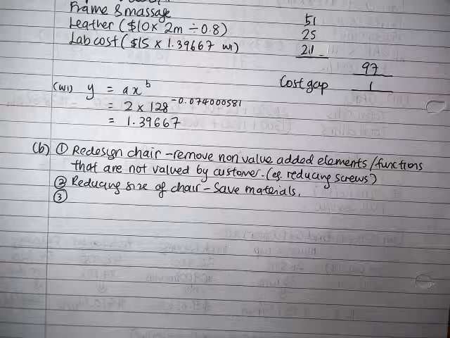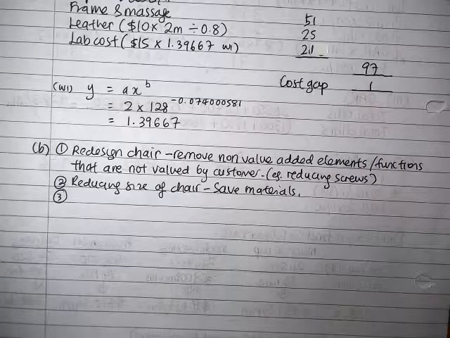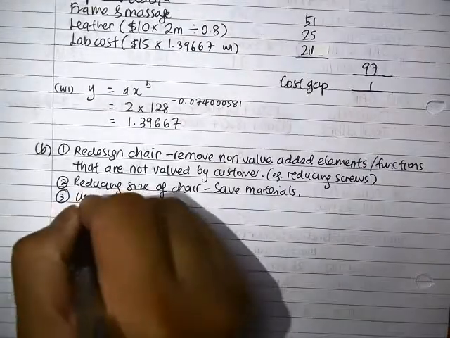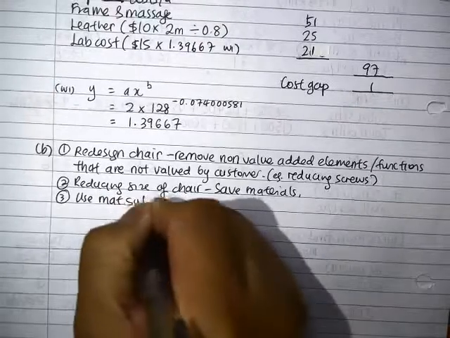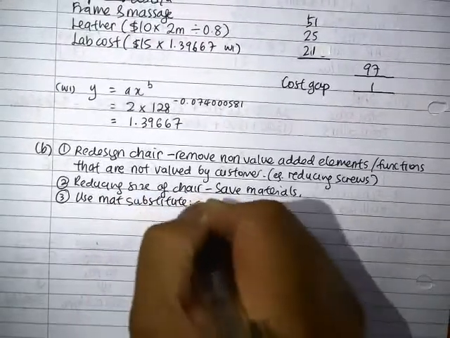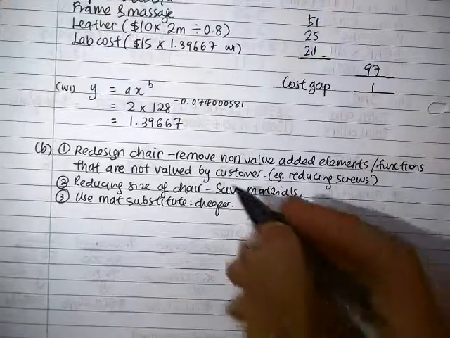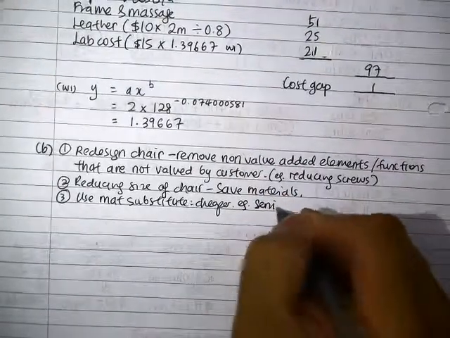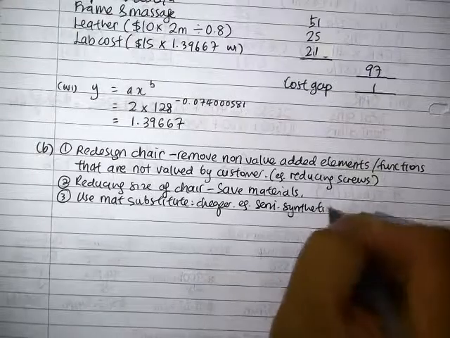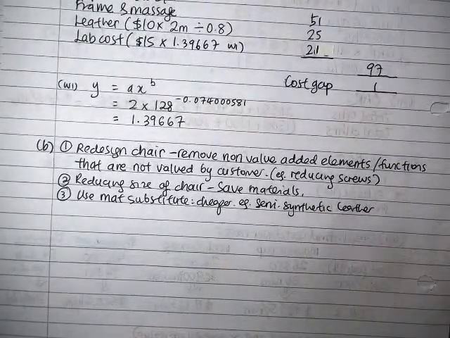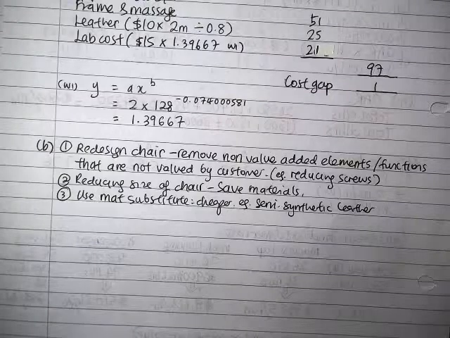Now you can consider replacing materials with something cheaper. So can you use any material substitute that can be cheaper? For example, maybe I can go for semi-synthetic leather, so it's half leather. Maybe I can use full leather on the place you sit, but half leather at the back, because you don't feel the back. Okay, so those are examples of how you can cut costs.